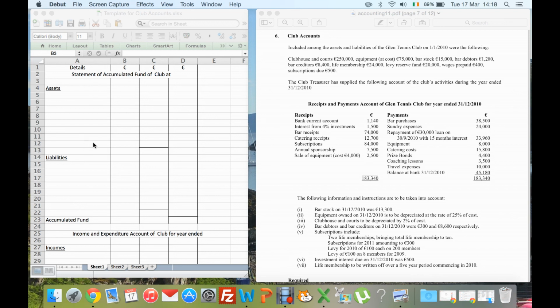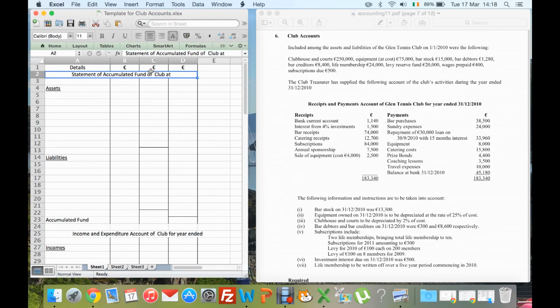So on the left here, we've got the laid out blank document. So you do get marks for the headings here. So it's the statement of accumulated fund of the Glen Tennis Club. And it's at what date? It's at the 1st of the 1st, 2010.